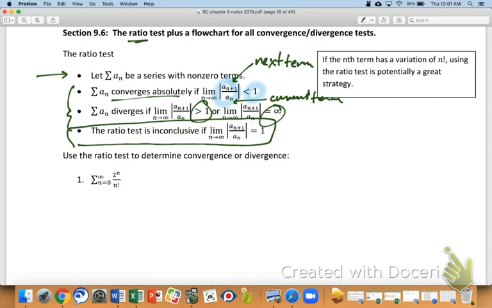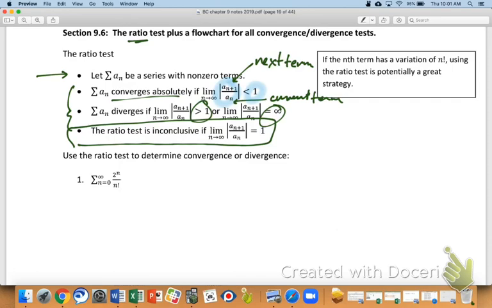Yes, ma'am? What if it's 0 without... What if what's 0? What if the limit equals 0 without being... Yeah, that's less than 1. Now, we're doing the absolute value of the terms, and so we're not going to drop down into negatives. But if you do get 0 as a result, less than 1, so yeah, convergence. Yep.